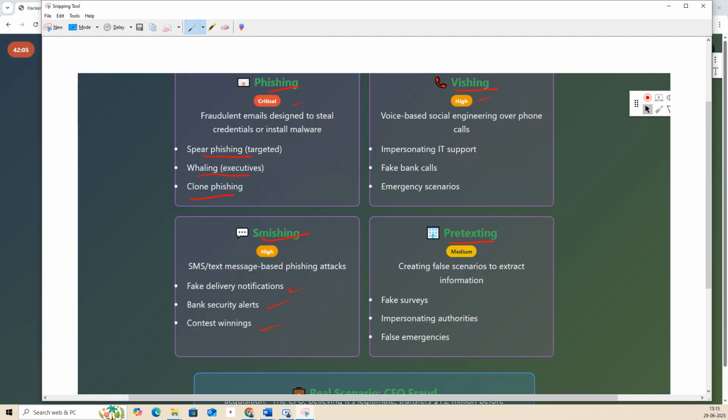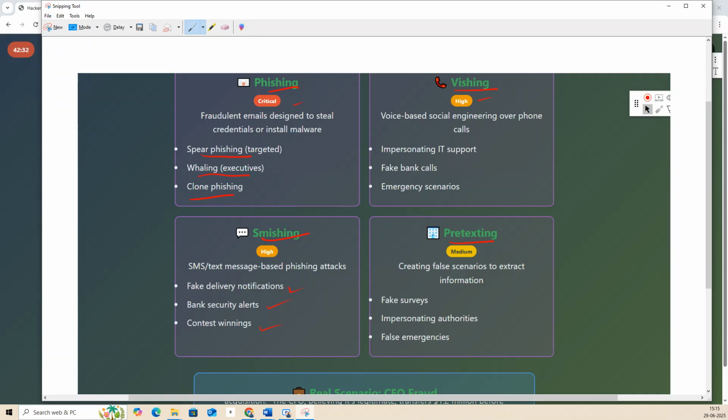Then we have pretexting. Pretexting is creating false scenarios, like fake surveys that ask seemingly innocent questions but gather intelligence for future attacks. Impersonating authorities, police, IRS agents, regulatory officials, and creating false emergencies designed to bypass normal security procedures.